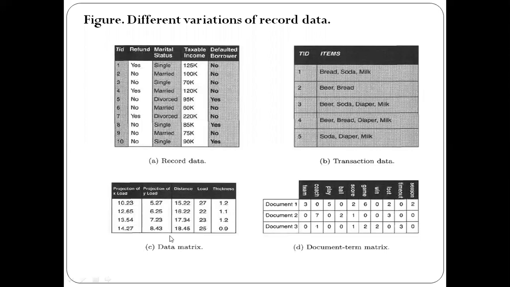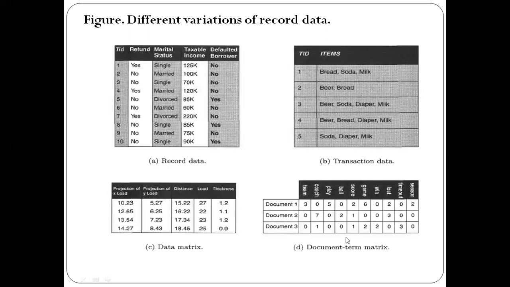If you consider each dimension here, it will be represented using distinct attributes. And the set of objects can be represented in the form of an M cross N matrix. M is nothing but the number of rows, and N is nothing but the number of columns. So the data has been represented in the form of a matrix, with M rows and N columns. So this is the second type of record data.